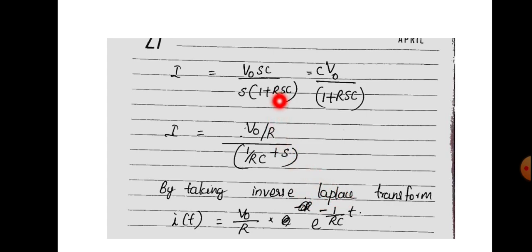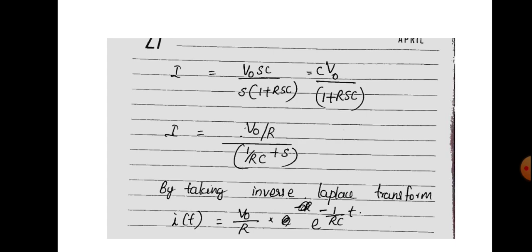Here we are taking RC outside in order to make it a known form, so we can apply the inverse Laplace transform easily. We have to convert this equation into the form of a known formula. That is why we are taking RC outside. So we will get I of t equal to V0 by R into e raised to minus t by RC. This is the inverse Laplace transform.